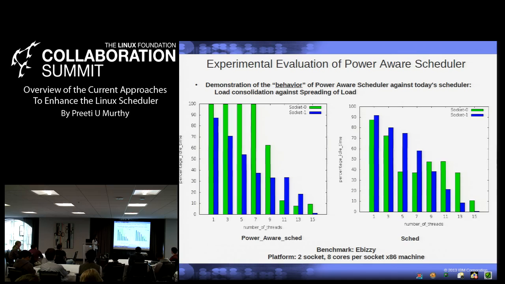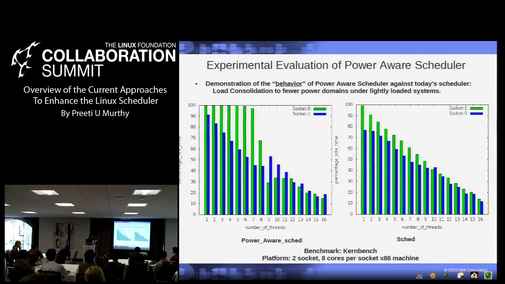So this graph showcases the way ebizzy as a benchmark behaved on an x86 machine, which is a 2-socket, 8 cores per socket machine. On the left hand side you can see that as long as there are 8 threads being spawned by ebizzy, which will occupy one entire socket, there is consolidation of load seen. So you can see that in the graph. And just to prove the point, I have compared it against what happens in the current scheduler, and you can see that that's not the case. The load gets evenly spread, almost, across the sockets, and there is no consolidation.